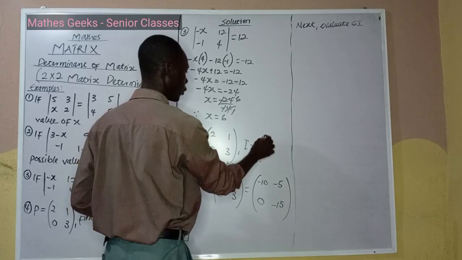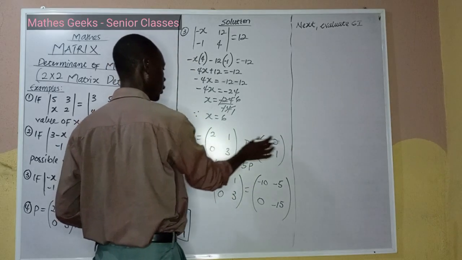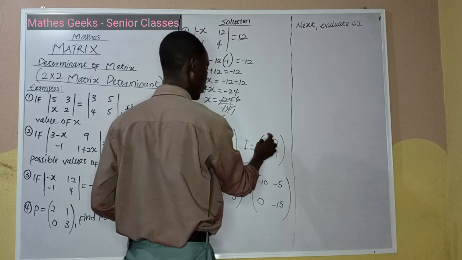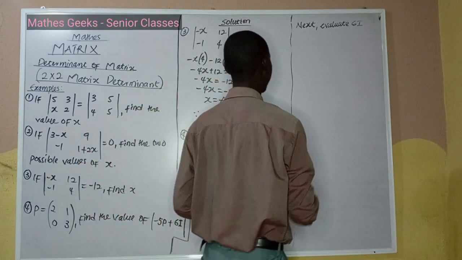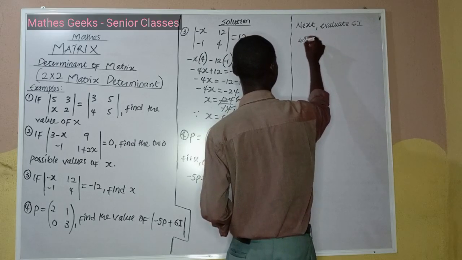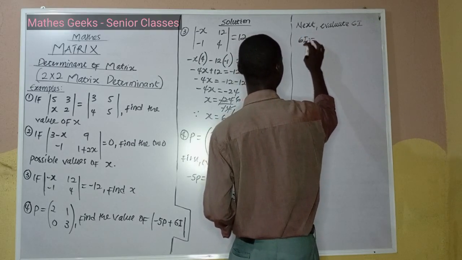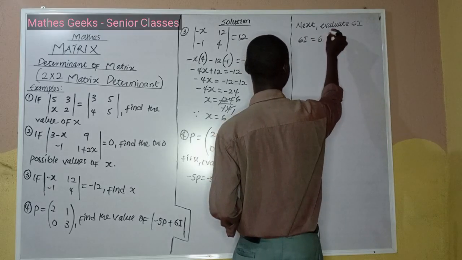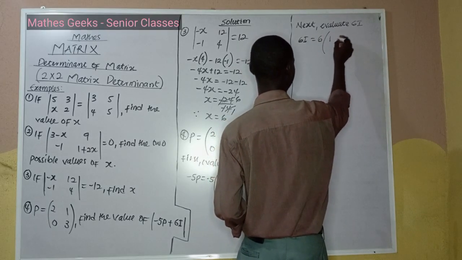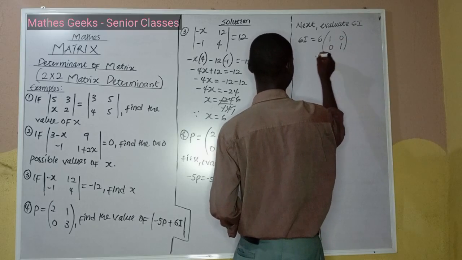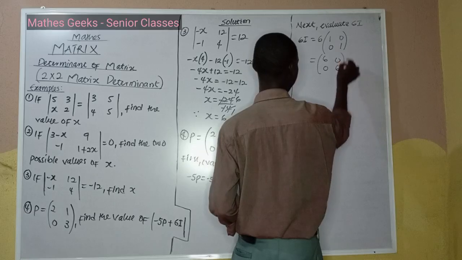I is equal to the matrix 1, 0, 0, 1. Since this is a 2 by 2 matrix, it should be a 2 by 2 square or identity matrix. So 6I gives us 6 times I, a scalar multiplying matrix I: 1, 0, 0, 1. This is 6, 0, 0, 6.